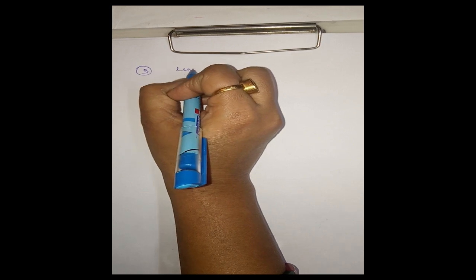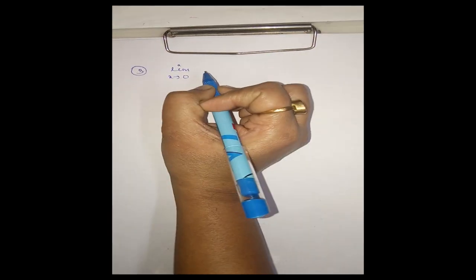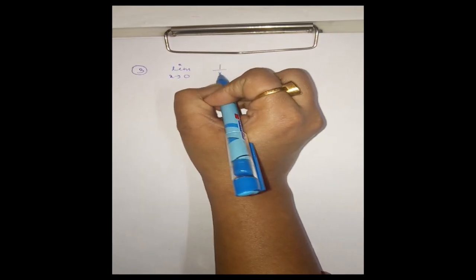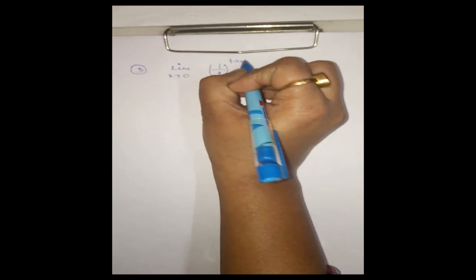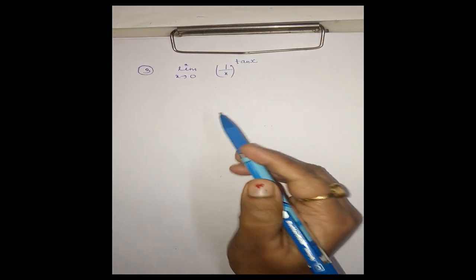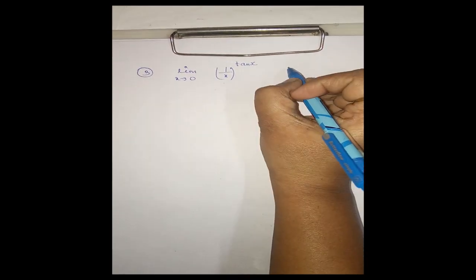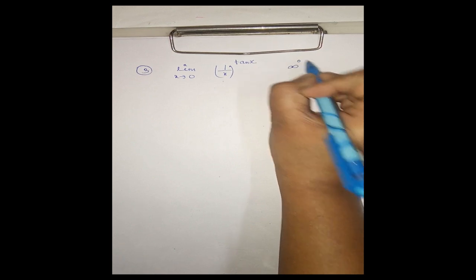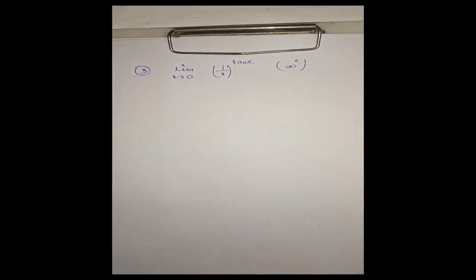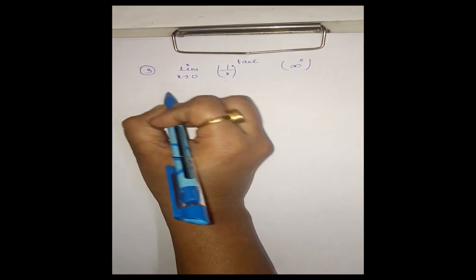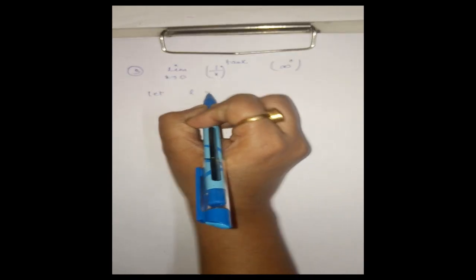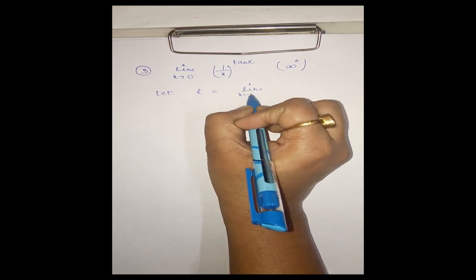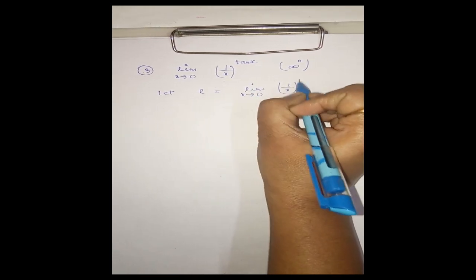Third, to find the limit as x tending to 0, we have to find the limit of (1 by x) power tan x. Now 1 by 0, that is infinity, and tan 0, that is 0. This is of the form infinity power 0. Again, here also we take L to be this limit, x tending to 0, (1 by x) power tan x.